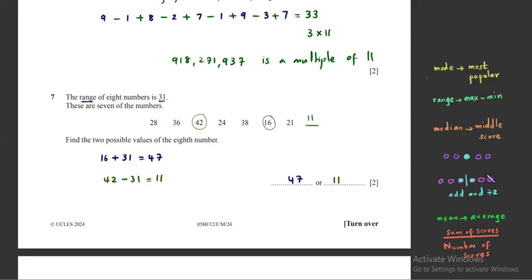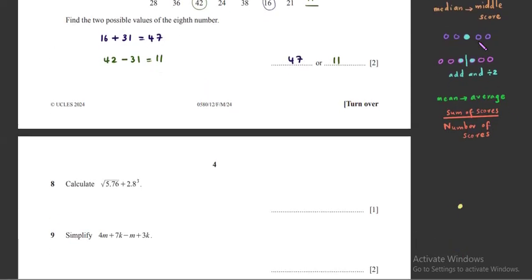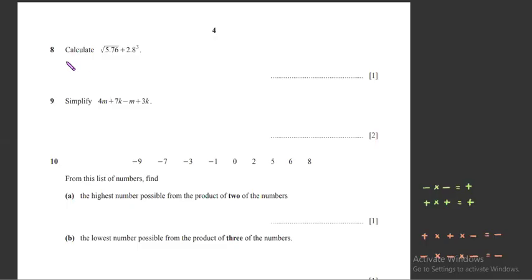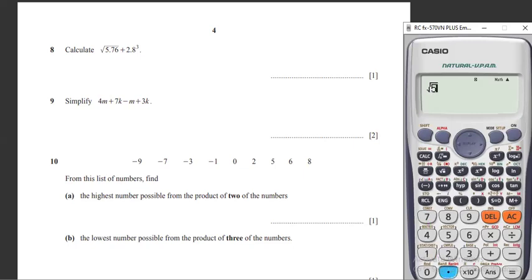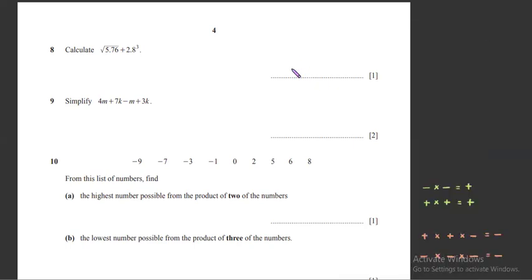Now let's move on to the next question that we have, which is question 8. We now need to calculate the square root of 5.76 plus 2.8 cube. So I'm going to put this in the calculator. Square root 5.76. I need to put the plus 2.8 cube, but the plus goes outside the square root. So I need to move this cursor, and then I need to add 2.8 cubed. So this is what I get when I solve it. So that is going to be 24.352. So 24.352 is the answer.